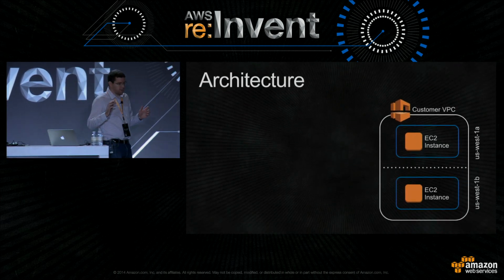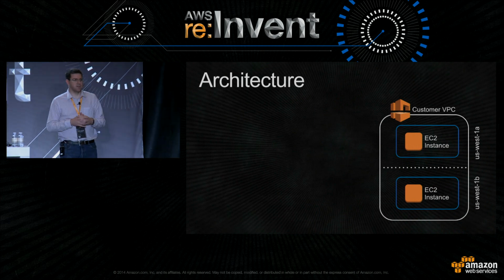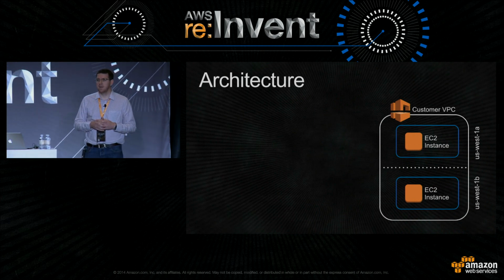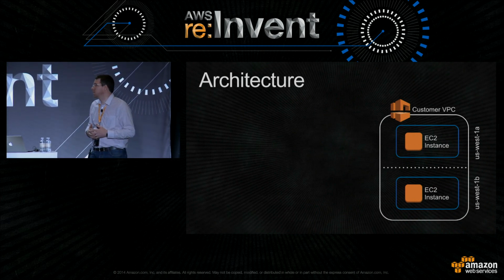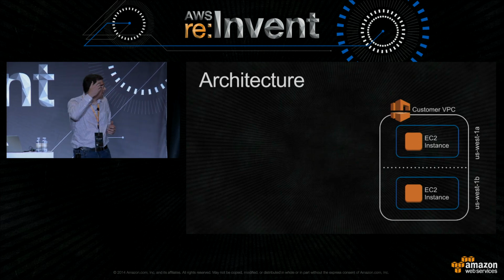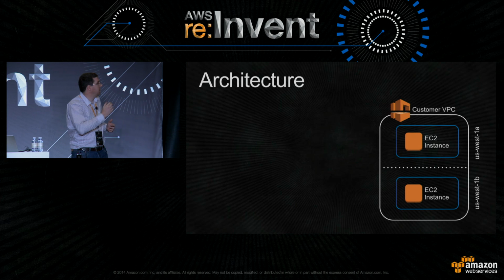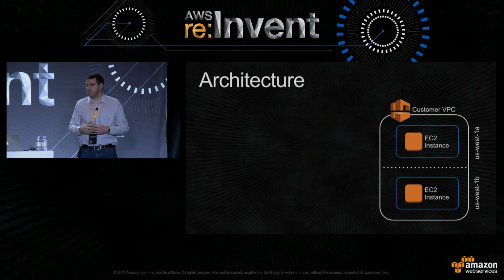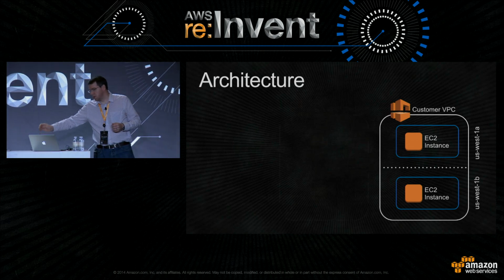So let's talk a little bit about the architecture of ELB. What does ELB look like, and how should you think about it when you think about your application? Here we have a customer's VPC, and the blue lines indicate subnets. We have an EC2 instance at the top subnet, and at the bottom, the dotted lines indicate an availability zone. So that is your application. We add ELB to that.